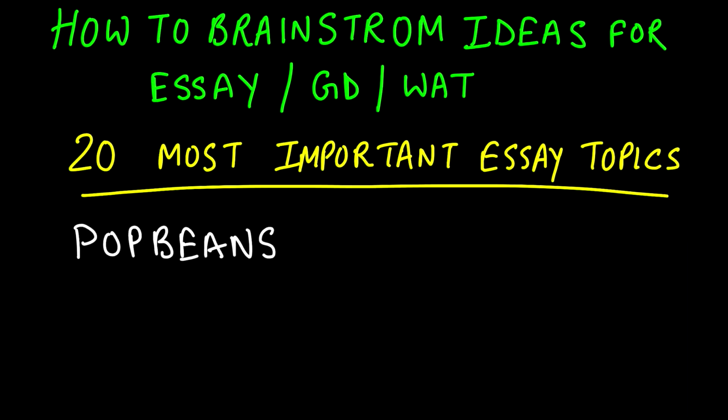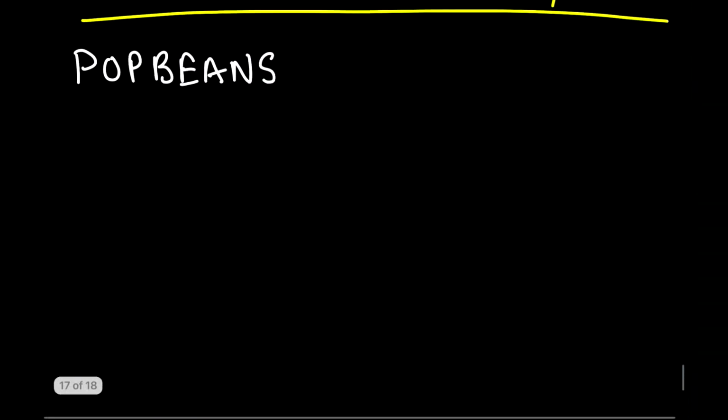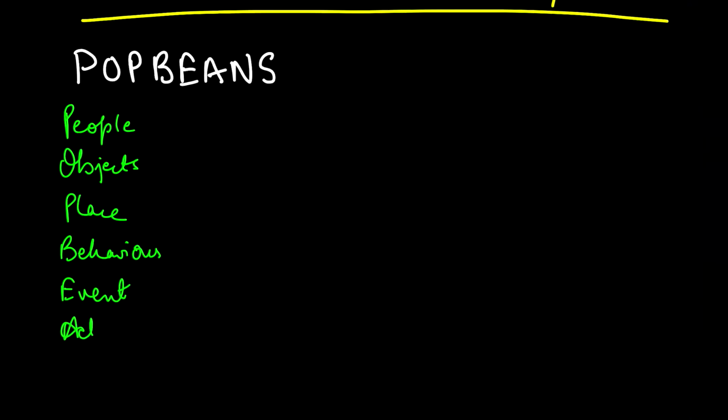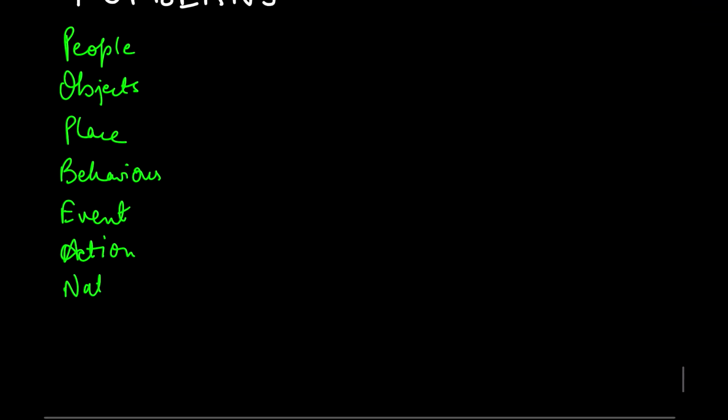Okay, so what is POP BEANS and how to use it? I'll tell you right now. In the case of POP BEANS, P stands for people. Okay, so please make it a quick point. P stands for people. O stands for objects. Then another P stands for place. B stands for behavior. Now, what are these and how will you use them? I'll tell you very soon. E for event, A for action, and then N for, I guess it was nature, and then the other one was S, which is society.